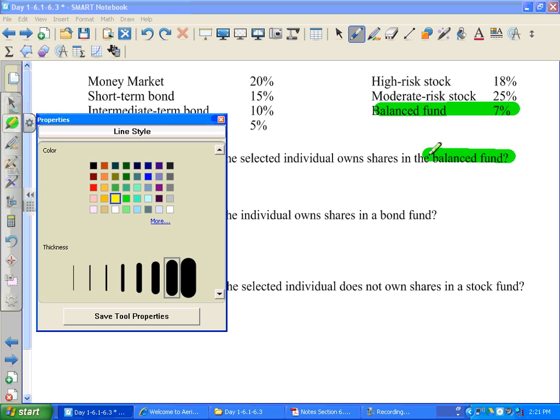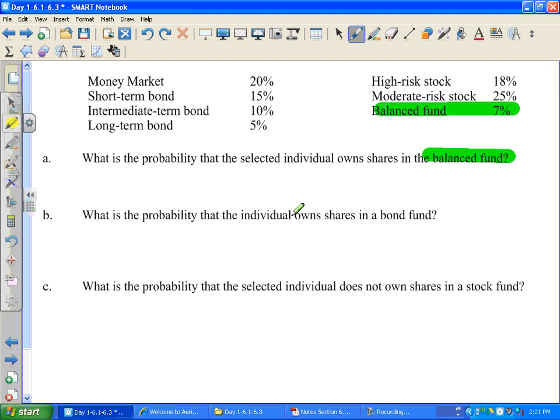Let's see. An individual owns a share in a bond fund. It'd add 3. I can have a short-term bond, intermediate-term bond, and a long-term bond. 0.3.